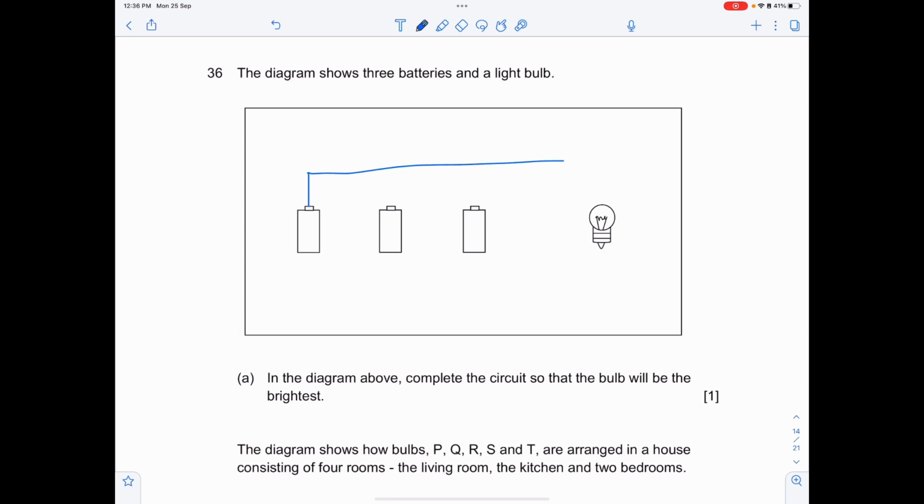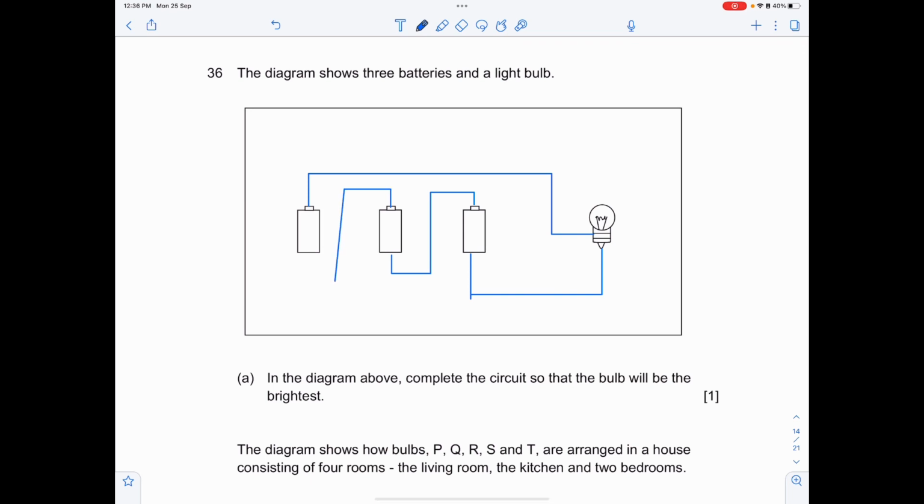Sorry, it's this way. One to the side, make sure there's no gap. And the next thing is make sure the positive is connected to the negative and the negative is connected to the positive for your batteries. It's very important. Okay, that's about it. Make sure there's no gap.